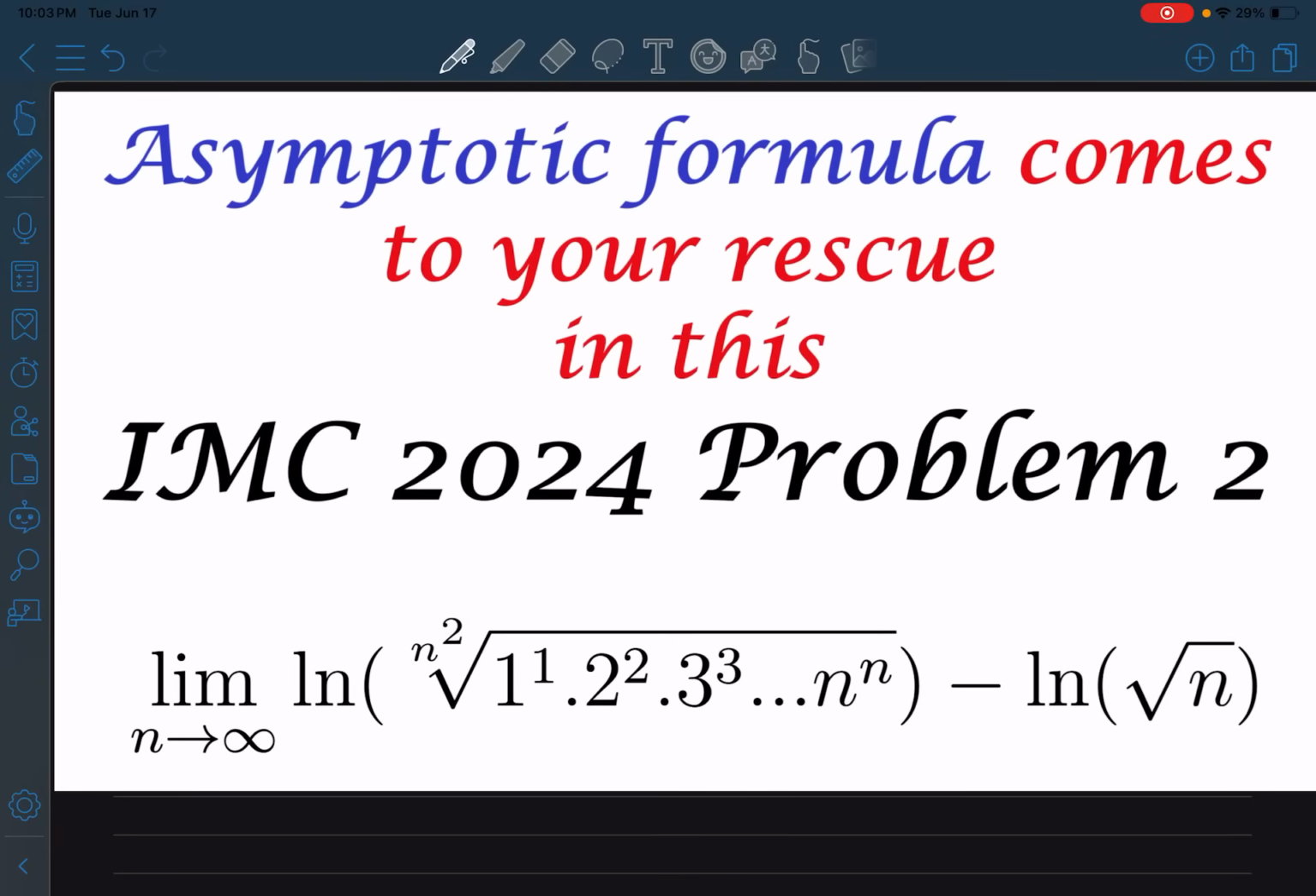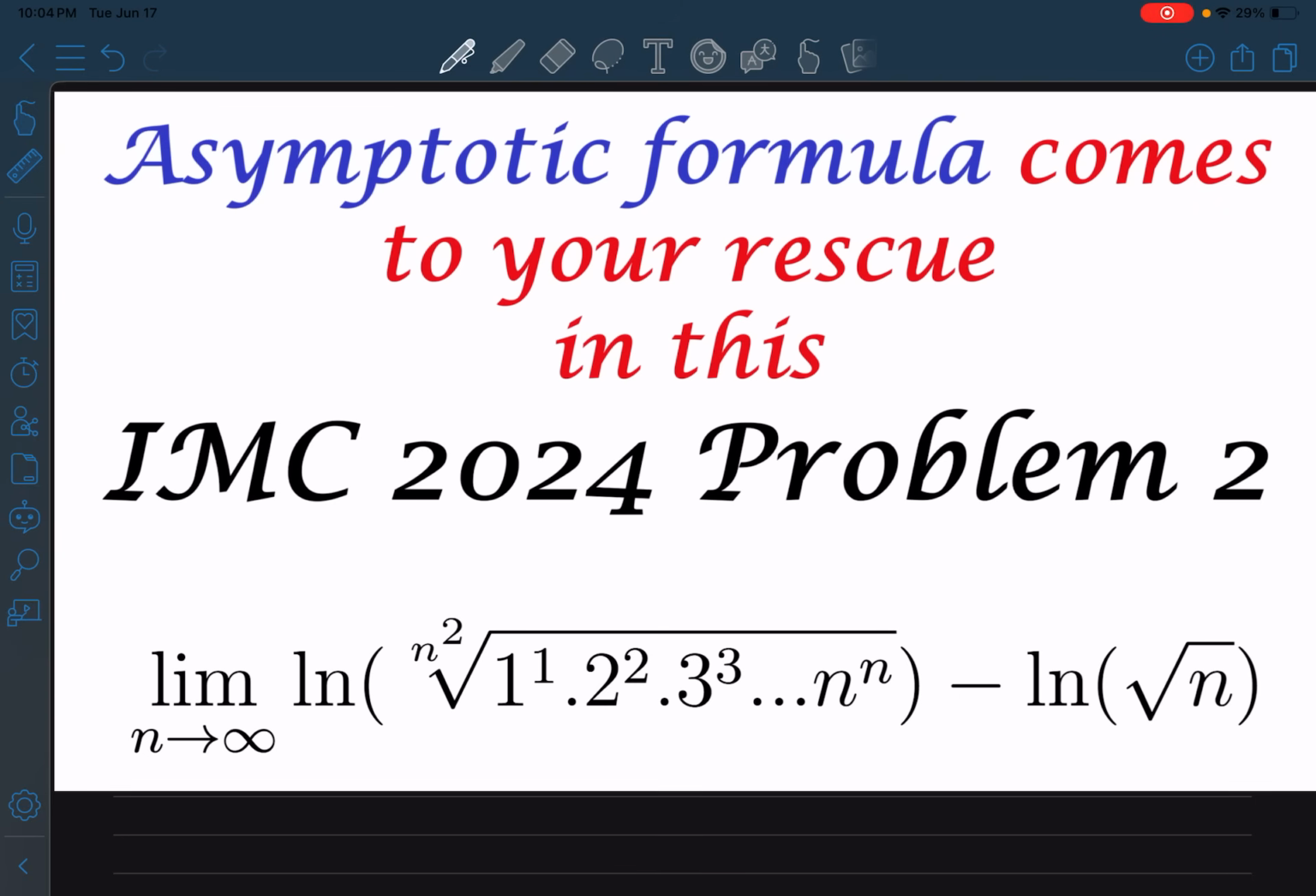Asymptotic formula comes to your rescue in this IMC 2024 problem 2. IMC basically refers to the International Mathematical Competition, which is an international competition for undergrads, right? And this is from last year. It was problem 2, and this problem can be easily solved if you know the asymptotic formula for the hyperfactorial.